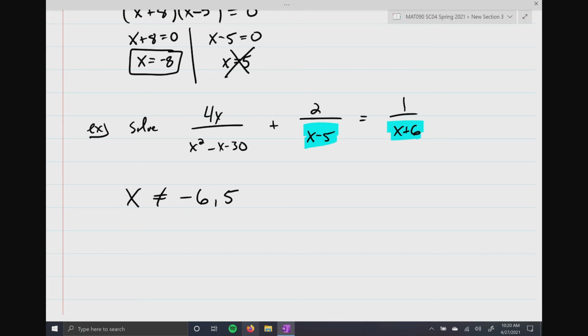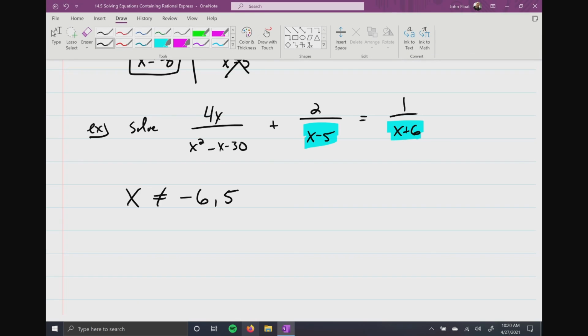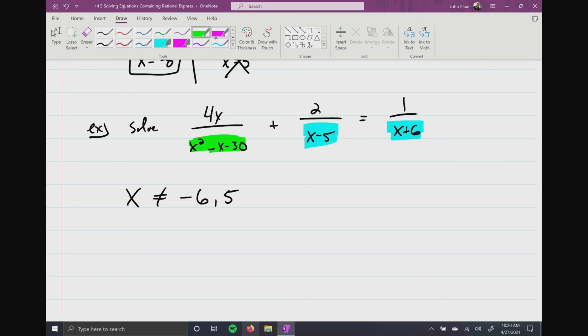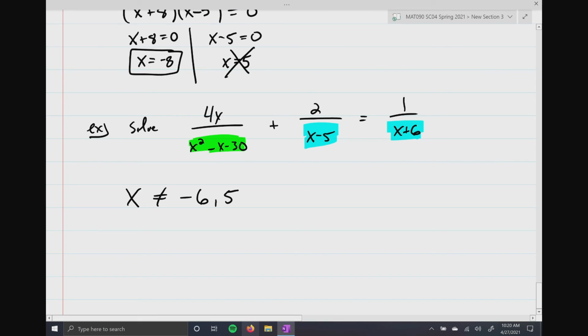I mean, let's be honest, Jada. Potentially. Right there, would you agree? We're going to find out once we do the LCD. Because see, every problem that we've had so far, it's been nice. It's already been factored in everything. So, let's go ahead and factor that.